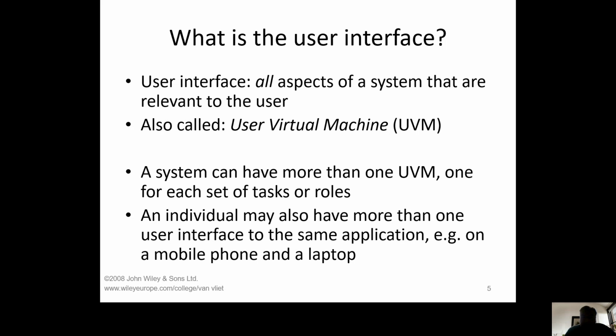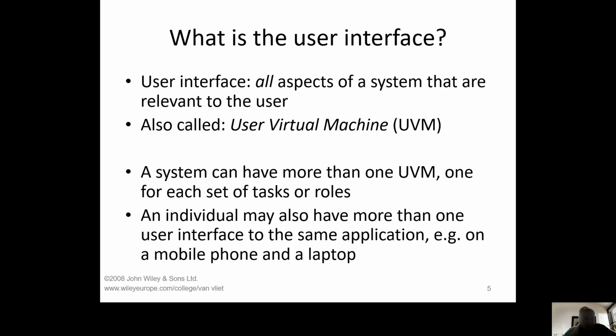This is also called a user virtual machine. So when I told you about the iPhone, you set your phone with your favorite games on the front, I set it with my favorite stock market application. That is a user virtual machine. It's the same machine, but your virtual machine is different from my virtual machine. So a system can have more than one UVM, of course, one for each set of tasks or roles.